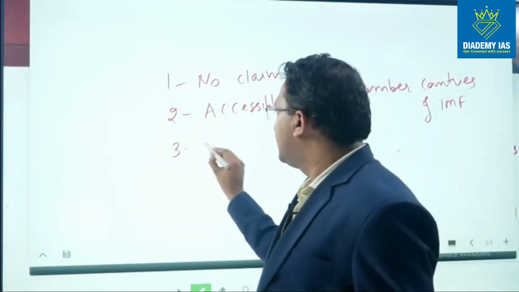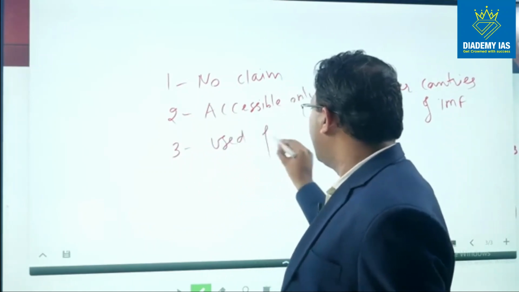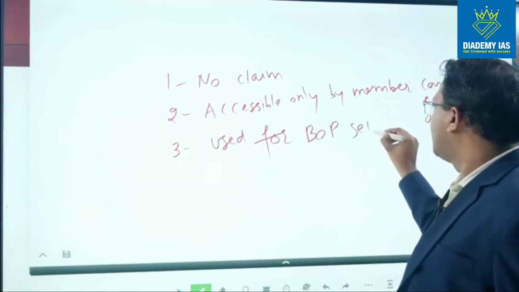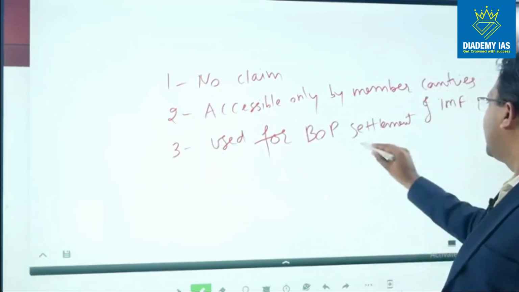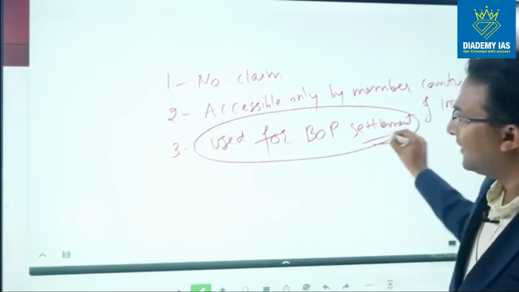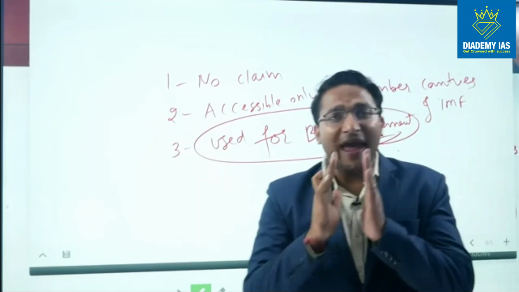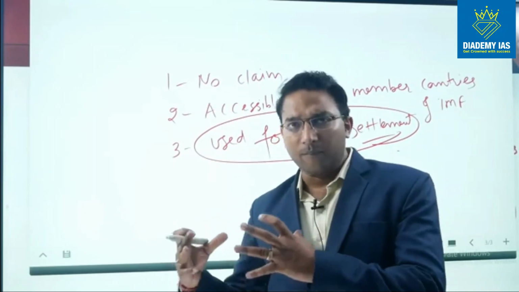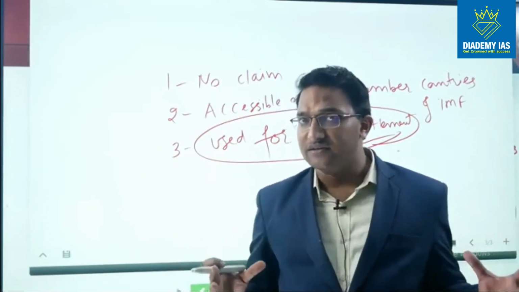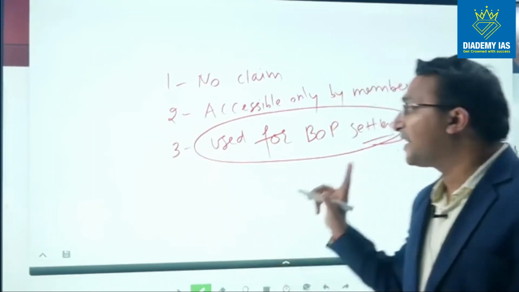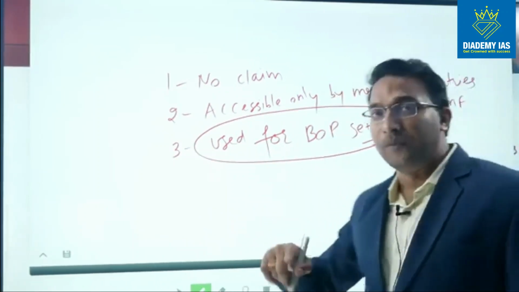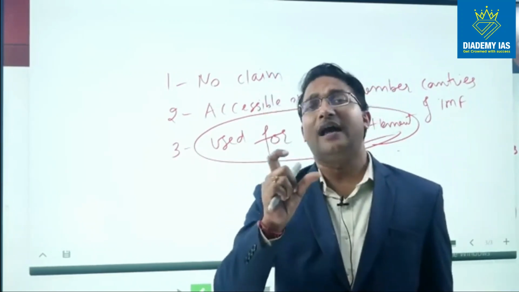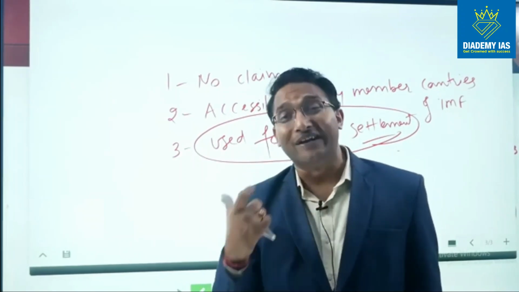Third, it is used primarily for BOP settlement by the member countries. This is the main purpose. You have to keep it in mind. What is the main purpose? If any member of the IMF is facing any kind of BOP problem, the country is facing a shortage of foreign exchange reserves, in that case it can use its SDR amount for settlement of the BOP. It can use its SDR quota, SDR amount, for settlement of its foreign claims, right?